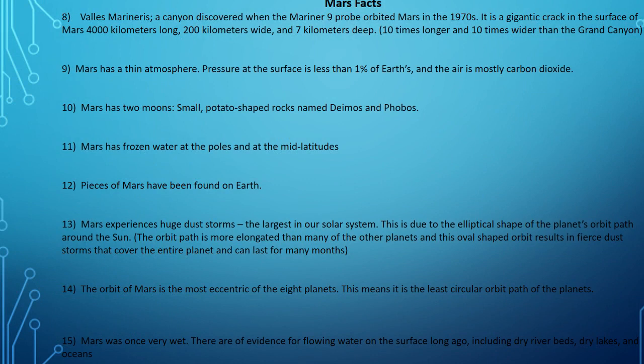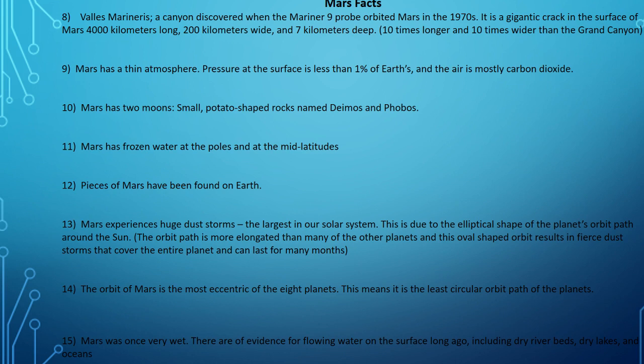Pressure at the surface is less than 1% of Earth's, and the air is mostly carbon dioxide. Mars has 2 small, potato-shaped moons named Deimos and Phobos. Phobos is about 25 kilometers across, and Deimos is smaller. It has frozen water at the poles and at the mid-latitudes of Mars. Pieces of Mars have been found on Earth.